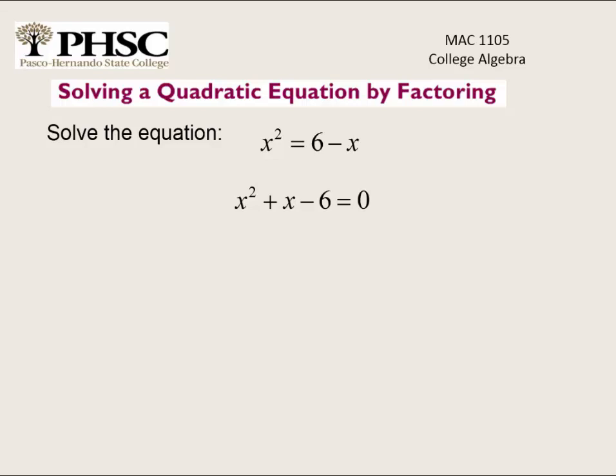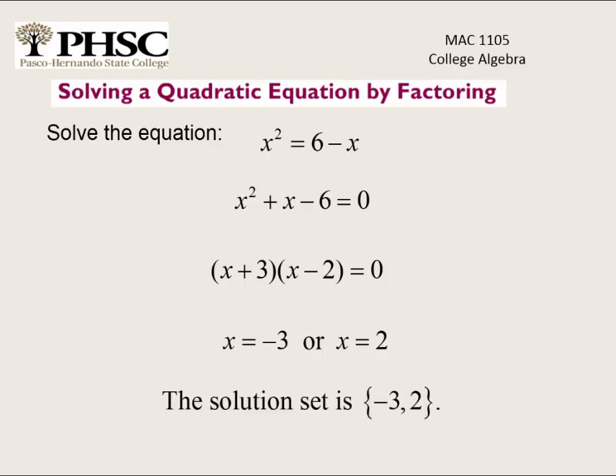The way we factor this is I look for factors of 6 that add up to 1. What I get is x plus 3 and x minus 2. 3 times negative 2 is negative 6, which is the negative 6, and if I add 3 plus negative 2, I get 1, which is my x there. Then I set each one equal to 0 and solve, and I get my solution set, which is negative 3 and 2. So that's my solution set.